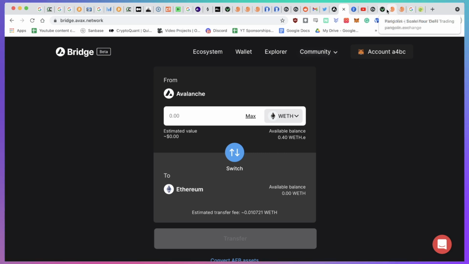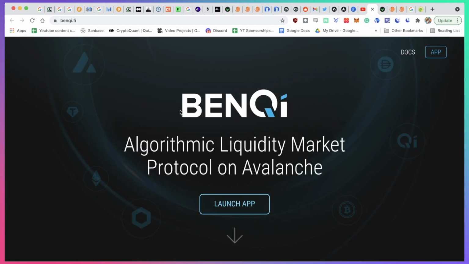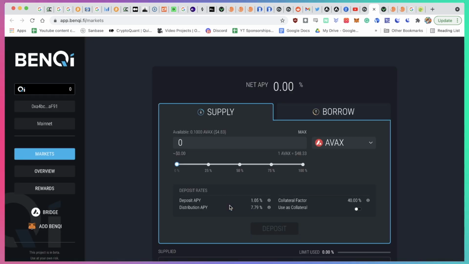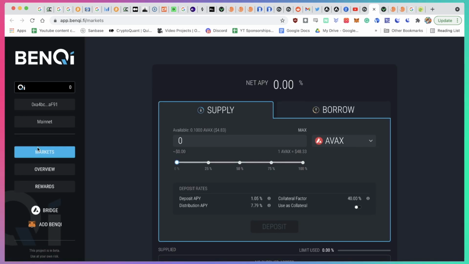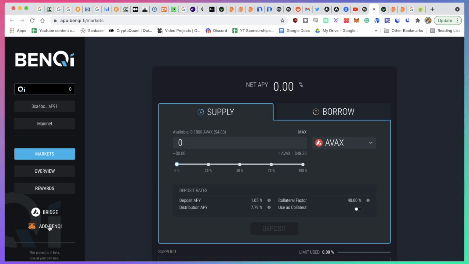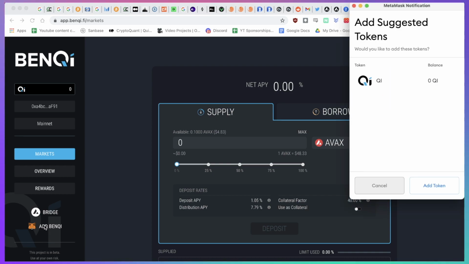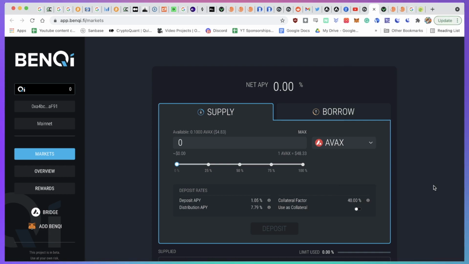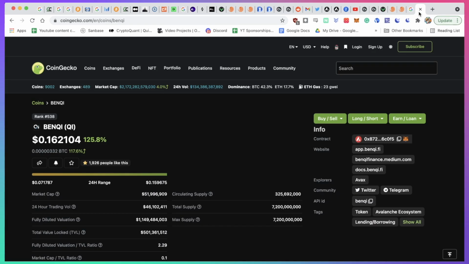So what I want to do first is figure out what kind of trading pair I need in order to buy the Benqi token. So go into launch app and let's see if they've got some information here. I can add Benqi to my MetaMask by clicking on this little icon here, add token. Perfect. Now one way in order to find the token really easily is to go to CoinGecko.